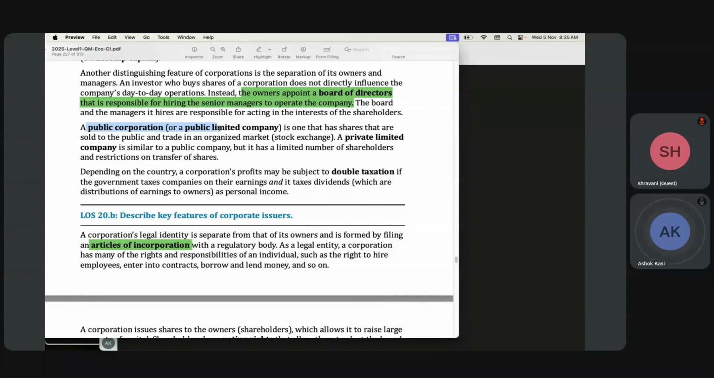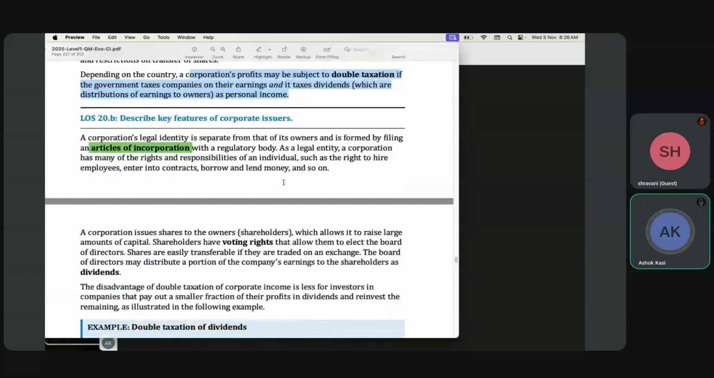Then these are all common points. Double taxation. Depending upon the country, a corporation's profits may be subject to double taxation if the government taxes companies on their earnings and it also taxes dividends as personal income.